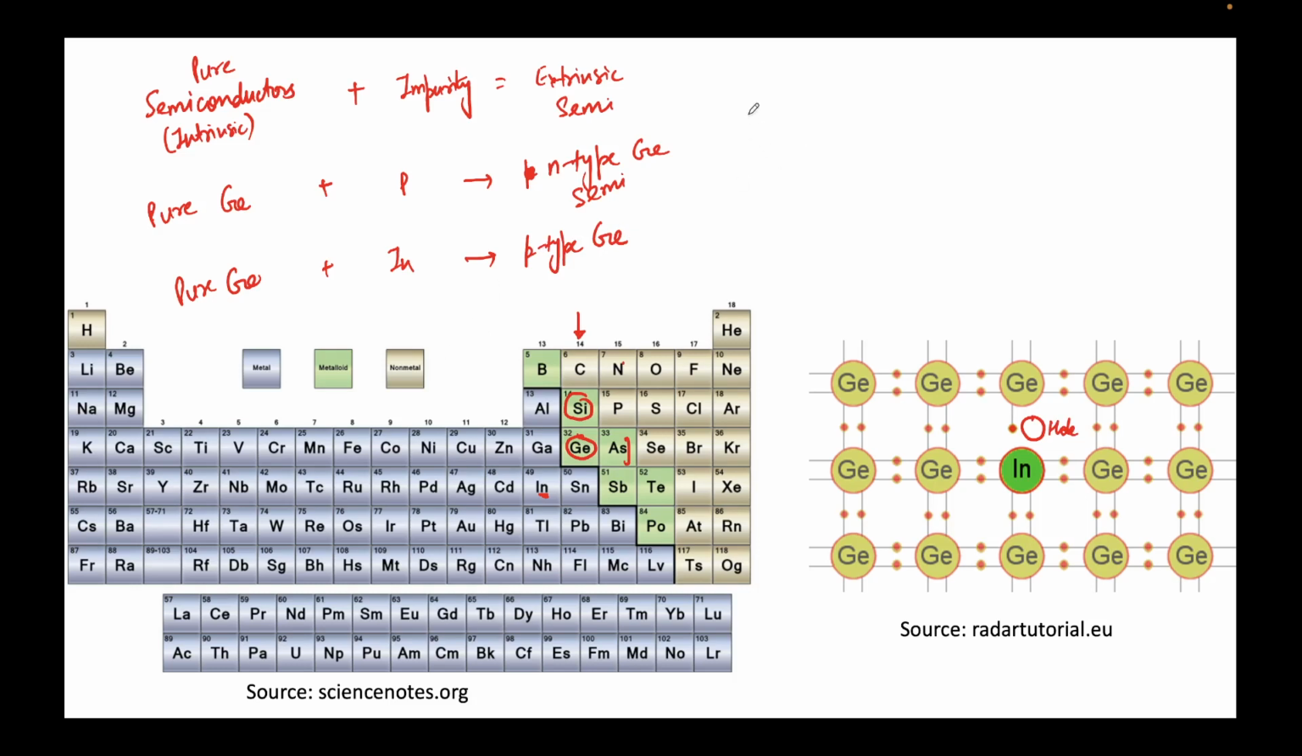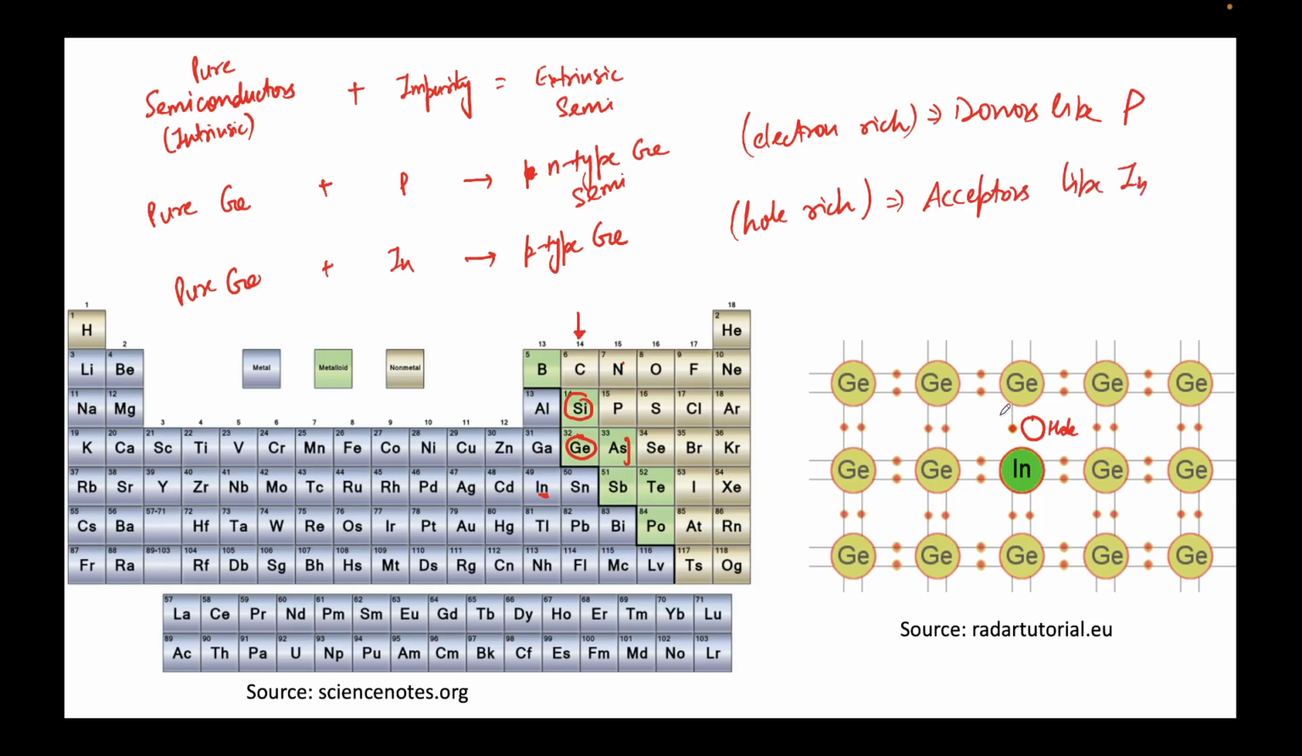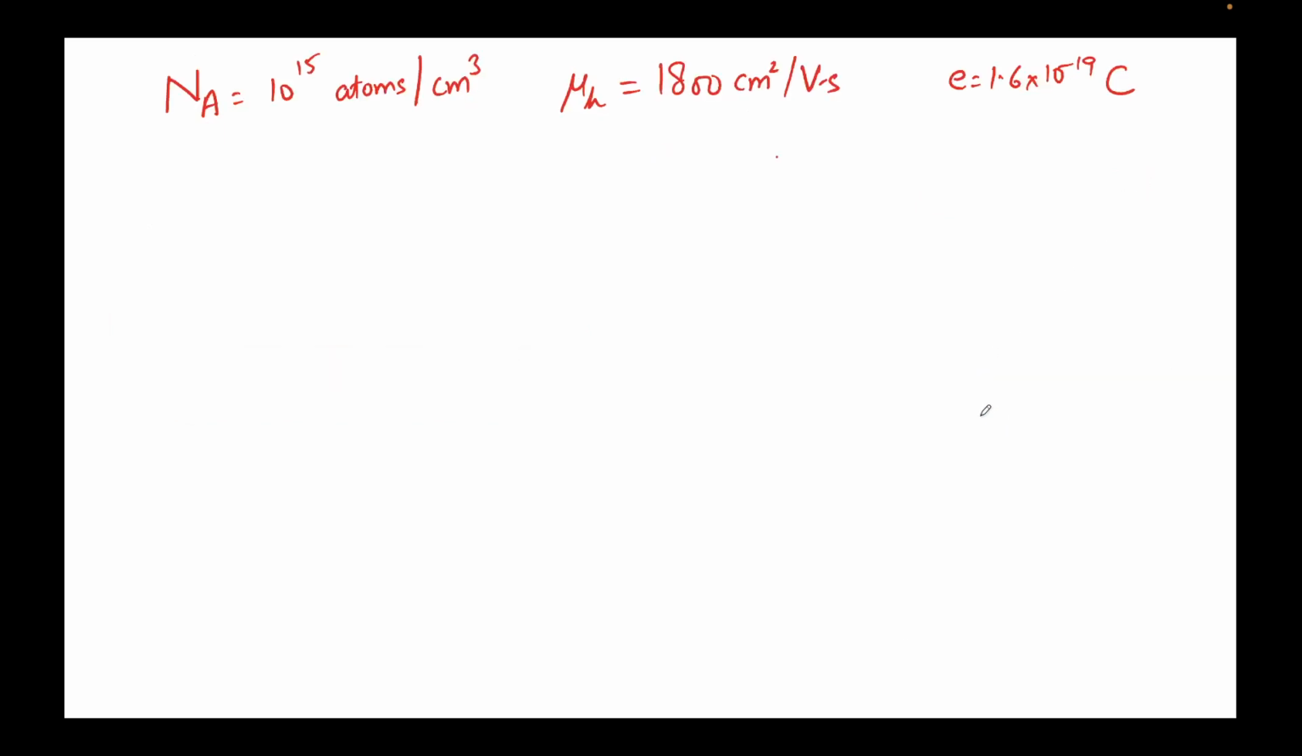So just to summarize, these will be electron rich, and the electrons will be provided by donors. In this case, the donor is phosphorus. This other category of semiconductors is hole rich or electron deficient, same thing. And it happens because of acceptors like indium, as we have seen in the example here. So let's get back to the problem now.